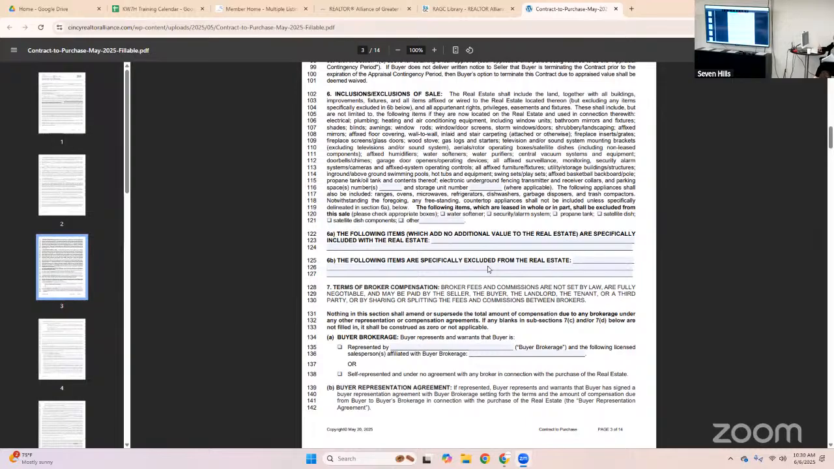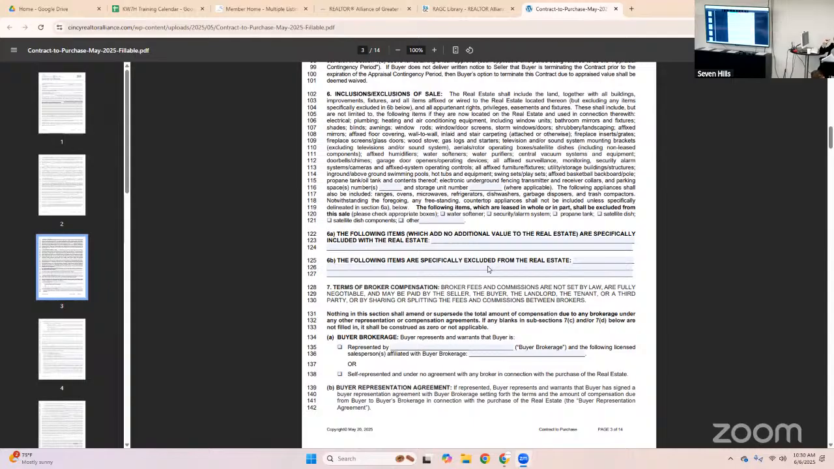However, go back to 6A: the following items which add no additional value to the real estate are specifically included with the real estate. And that would include anything not listed above. Now, if there's anything that I think is a little precarious or questionable, I would always still write it in as an inclusion there. And I would also write it in as an exclusion in section B if I didn't want it to stay.